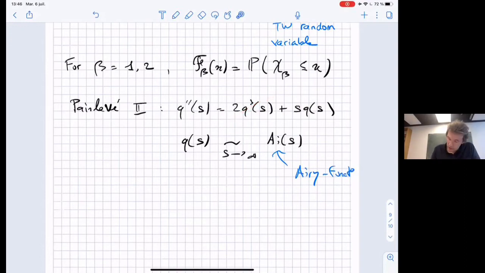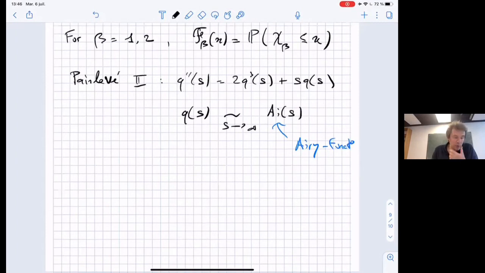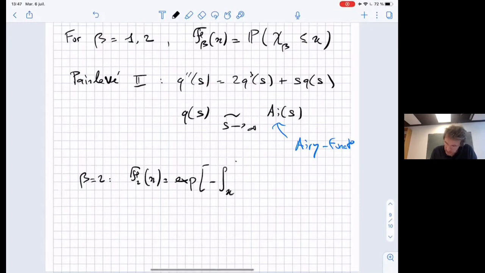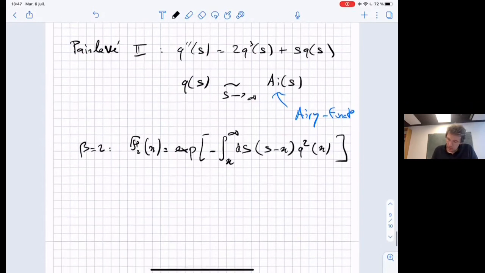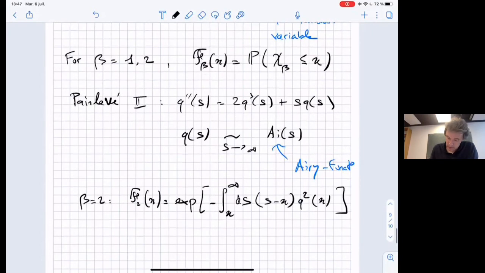So this is called the Hastings-McLeod solution, but once you have this guy, basically you can write F1, F2, and F4, in fact, also in terms of q. So for instance, let's just do beta equals 2. F2 of s is just the exponential of minus the integral from s to infinity dx of (x minus s) q squared of x. So this is a quite explicit expression, and at that time it was quite remarkable that this distribution can be expressed in terms of these Painlevé functions, which turn out to be also quite famous in the context of integrable systems.